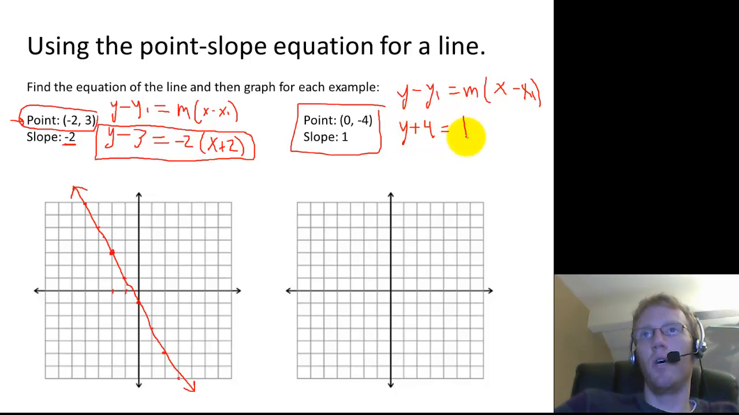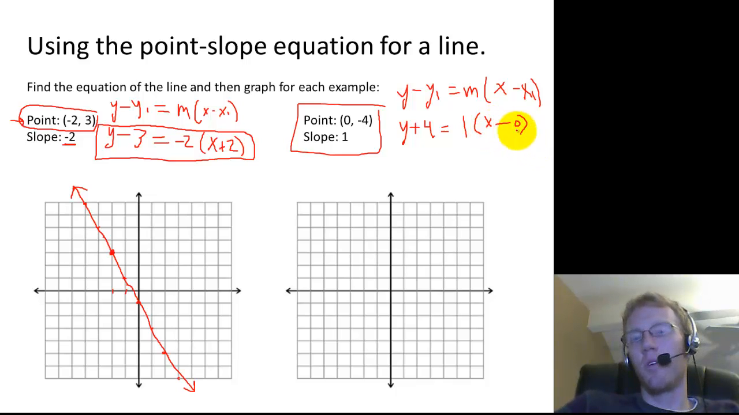The slope is a 1, and in parentheses here it's x minus 0. Okay, so typically you don't need to simplify point-slope form. You can leave it in this stretched out, expanded version. But if you have something with a minus 0, you really shouldn't write it. It's an eyesore, so to speak.